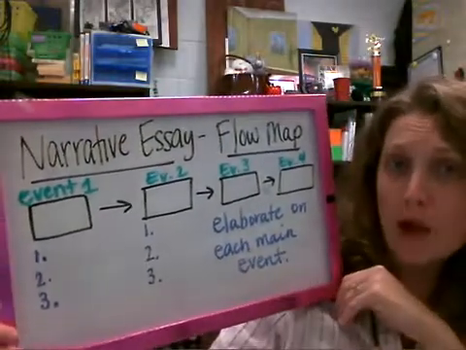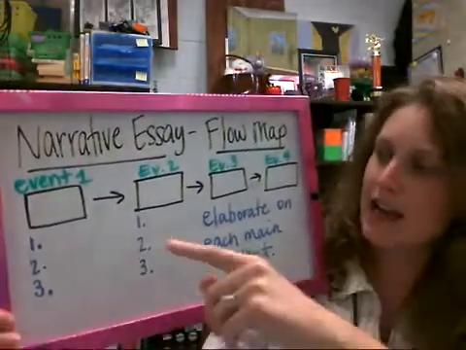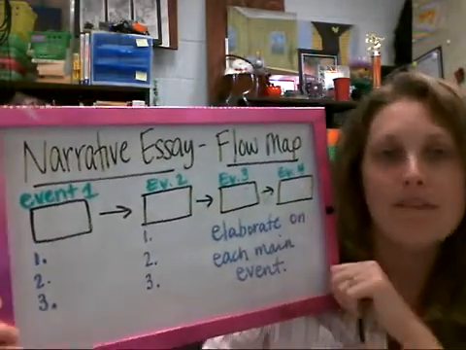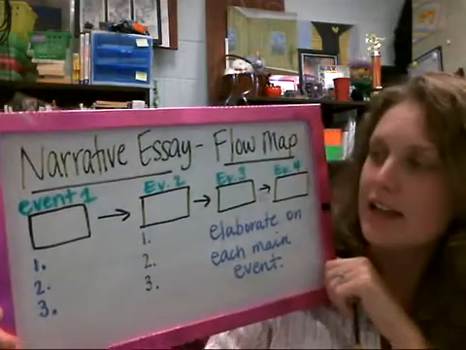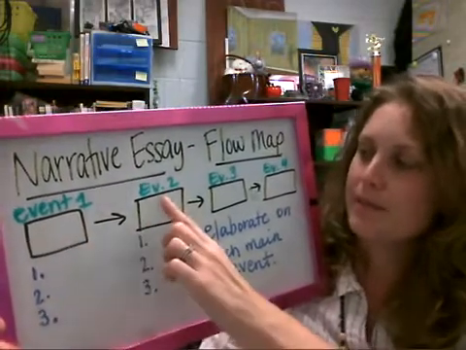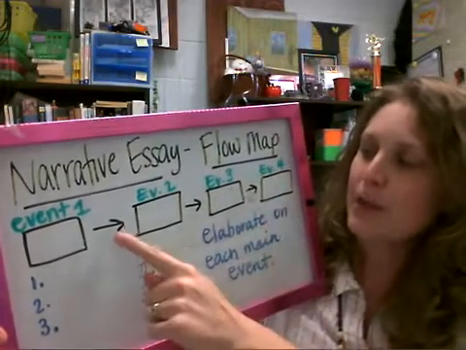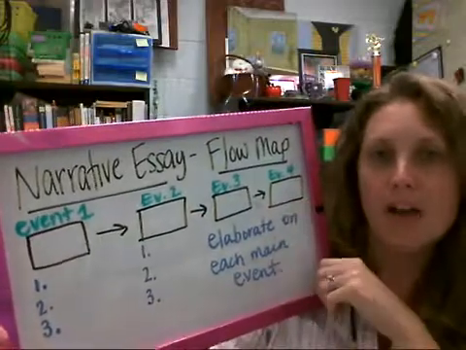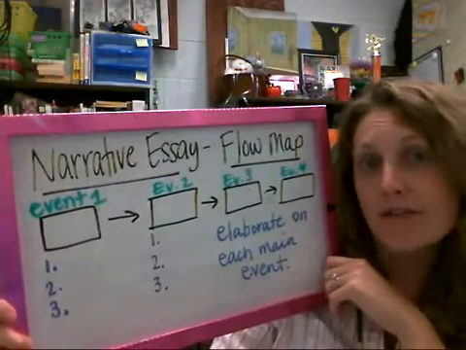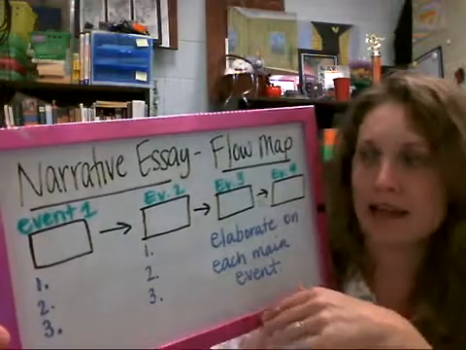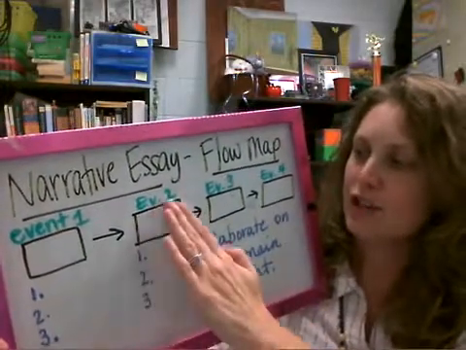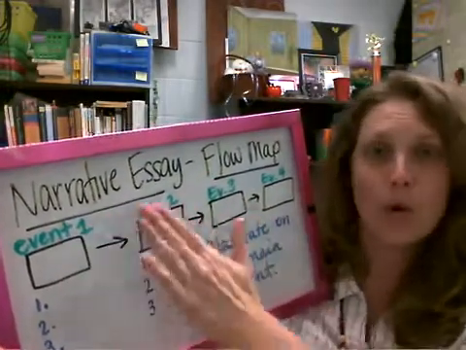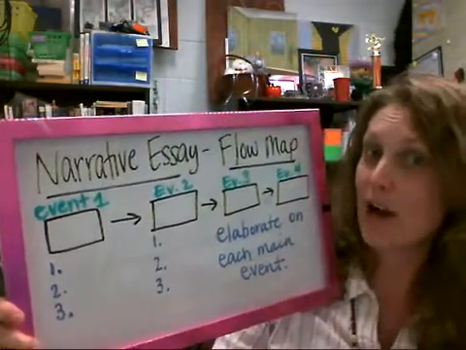So we're using a flow map for narration because it's going to sequence out the main events of your story, okay? So you're going to draw boxes, and you're going to put an arrow after each box, and that's going to show chronological time order. Now, if you do have a flashback in your story, make sure that you note that, but each box is going to contain a main event. You're going to write each main event in here in the order as it appears in your narrative.